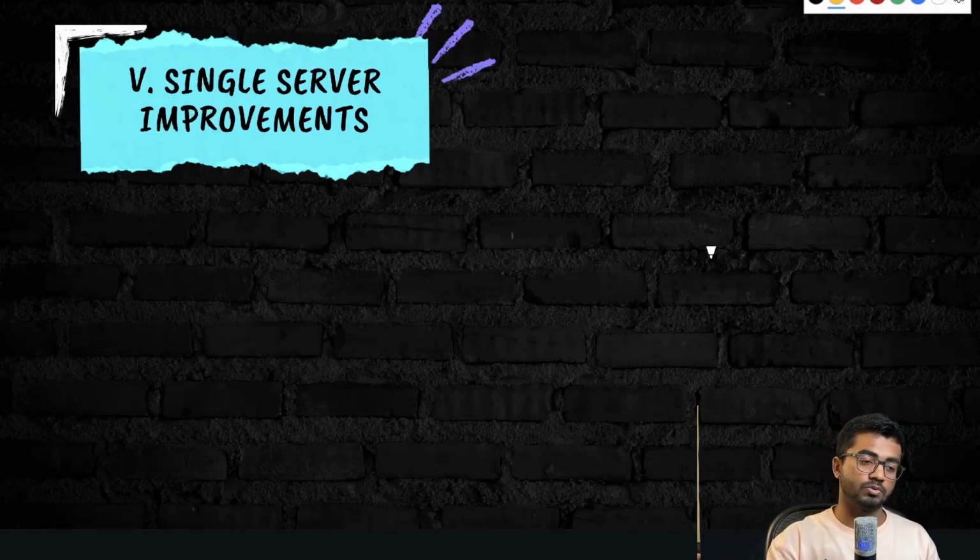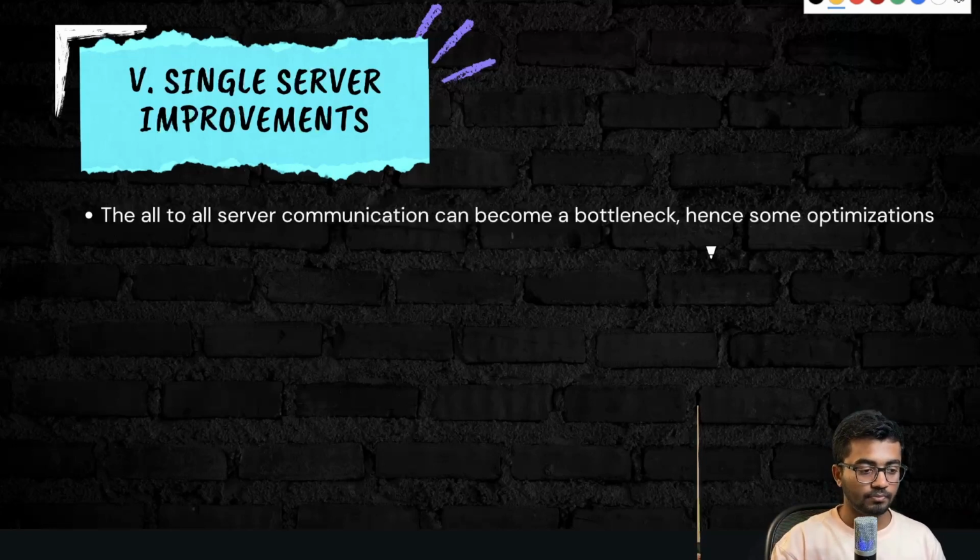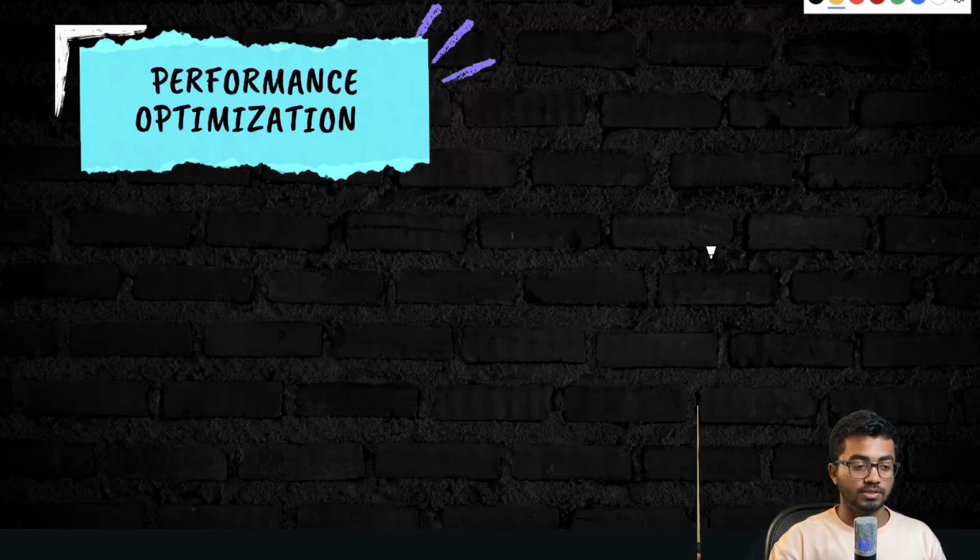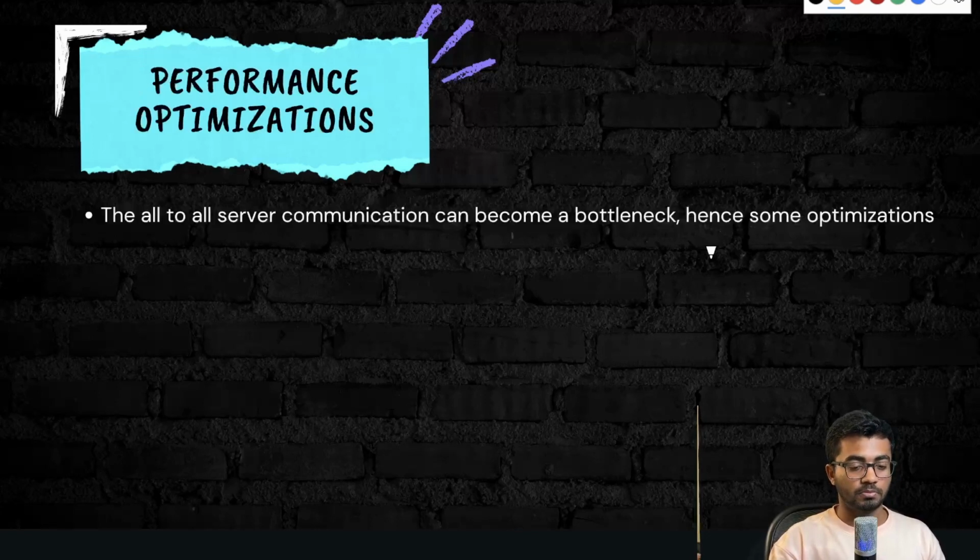Now let's come back to square one and see some improvements that we can make to the single Memcache server, to make it more performant, so that it beats the usual open source structure and they have a high performant distributed scale system in place. Okay, so the all-to-all server communication can become a bottleneck as usual. Hence, we did some optimizations.